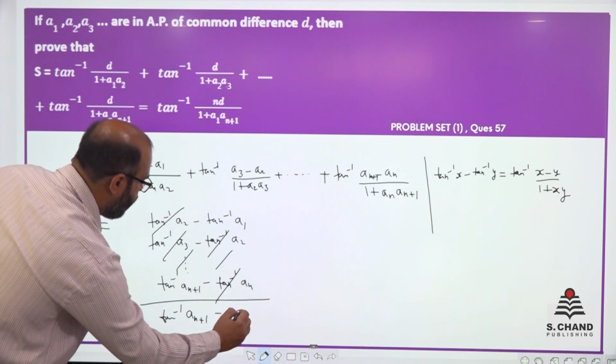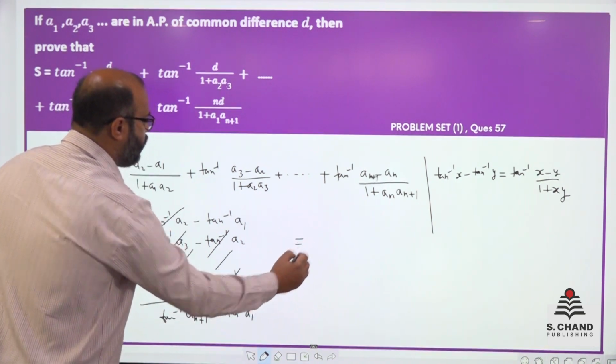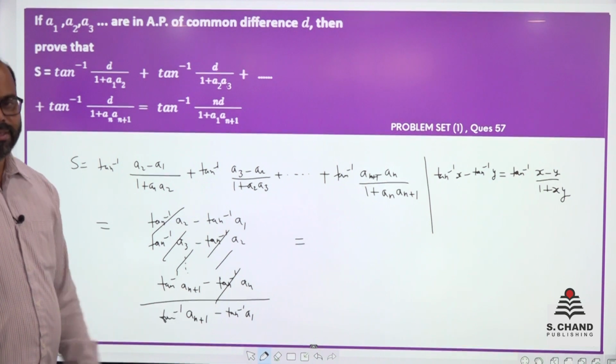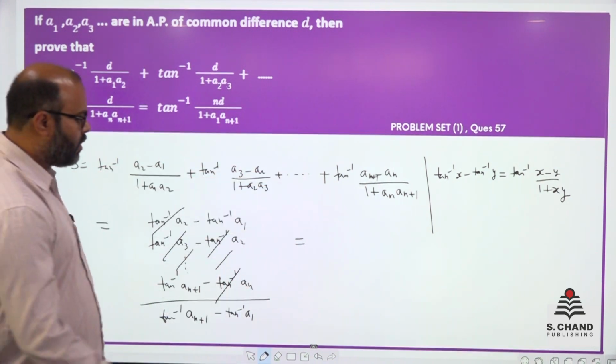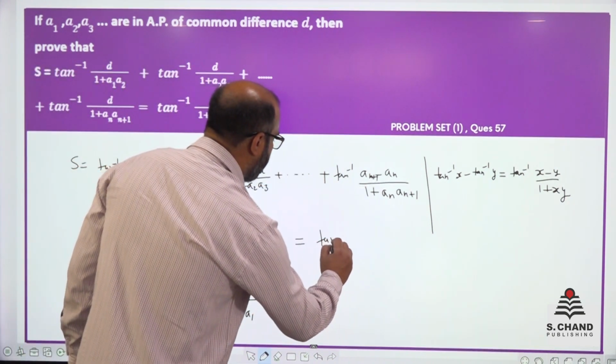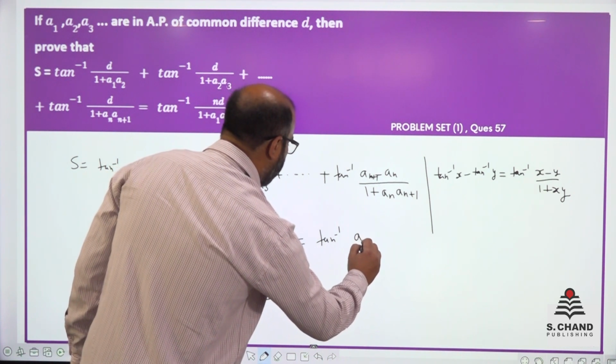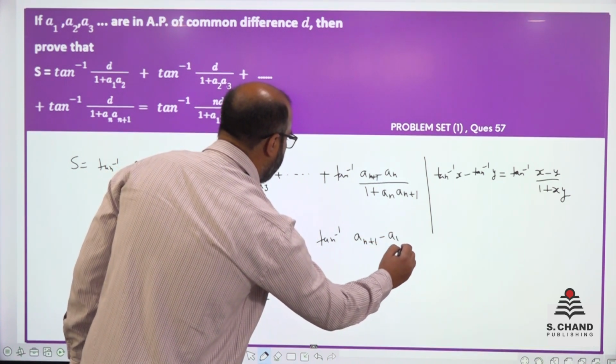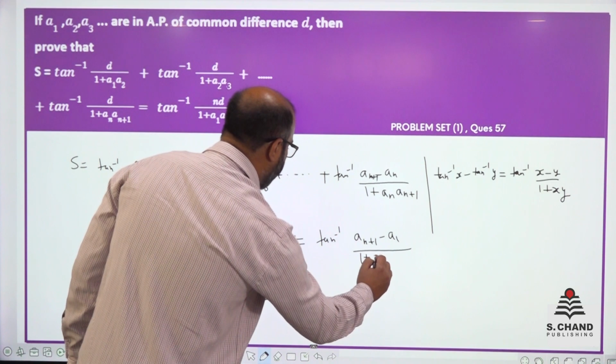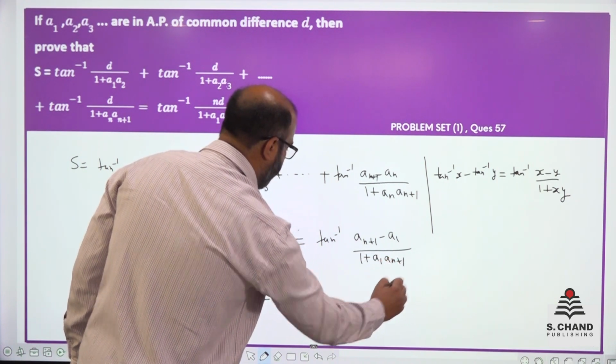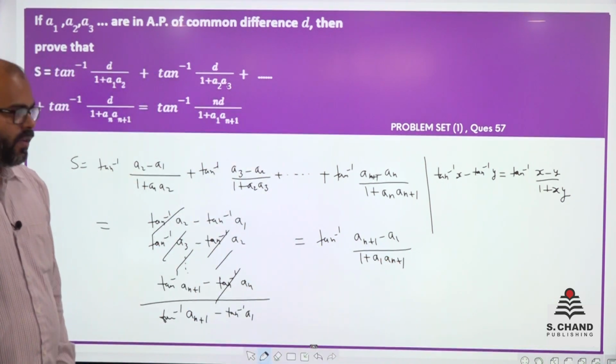of an. So when you calculate this tan inverse of x minus tan inverse of y from there, this will be tan inverse of (x minus y), that is (an plus 1 minus a1), by 1 plus xy, that is 1 plus a1 into an plus 1. This is what we will write here.